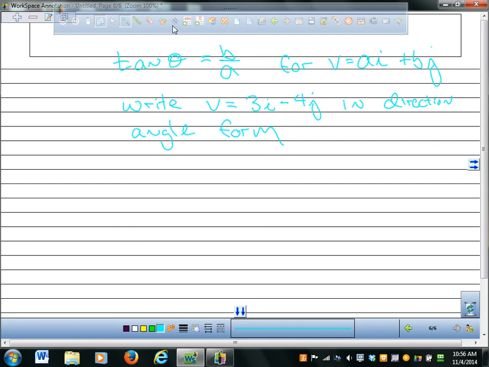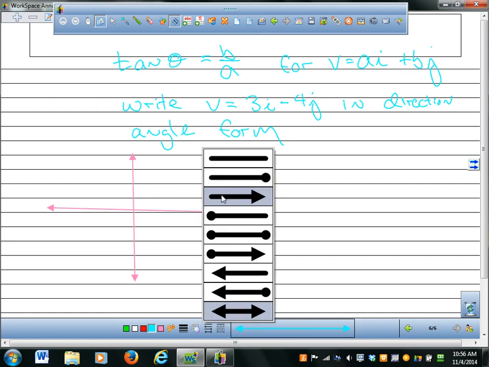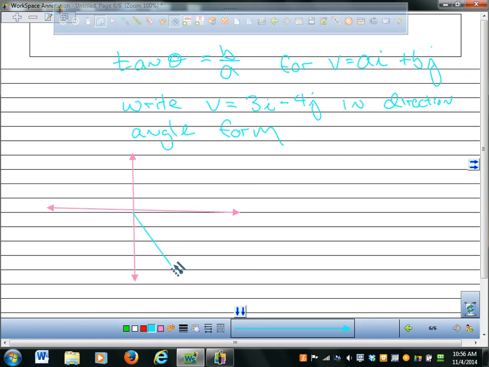So what I would do, first of all, is draw a picture of it, because it can help. Y-axis, x-axis. 3i minus 4j. Where's that vector going to be? Which quadrant is it going to be in? In the fourth quadrant, down here, right? Over 3, down 4. So somewhere down there, right?